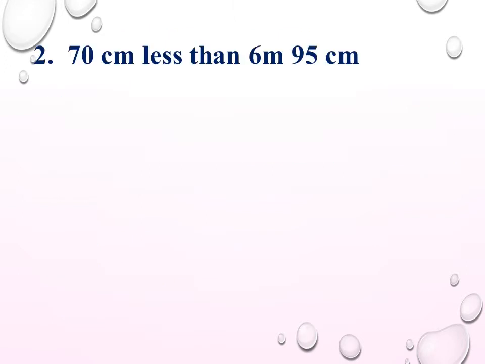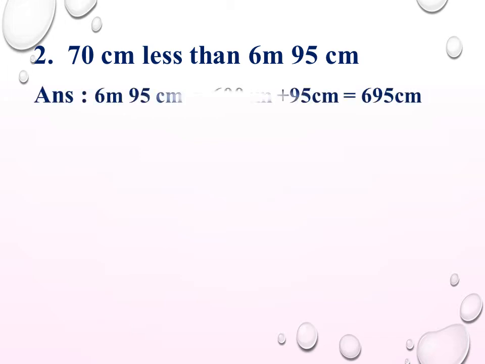Now we will see the next problem. 70 centimeters less than 6 meter 95 centimeters. Less than means, as you know, subtraction. So we have to do subtraction. When we are doing subtraction, we always need to subtract a small number from a big number. That means we write big number minus small number. Before doing the subtraction, we will convert meters into centimeters.